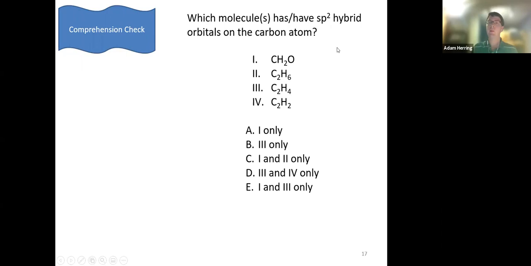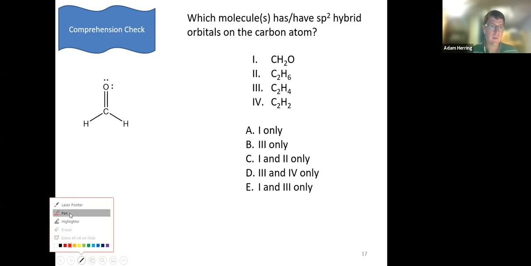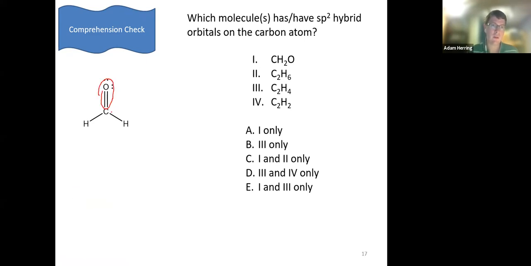So how do we determine this? Well, as we mentioned already, in order to determine the hybridization, you need to know the number of electron domains. So we need to draw these molecules. The first molecule, CH2O, looks like what we have here on the screen. And this carbon has a total of 3 electron domains. Remember that double bonds still only count as 1 domain.